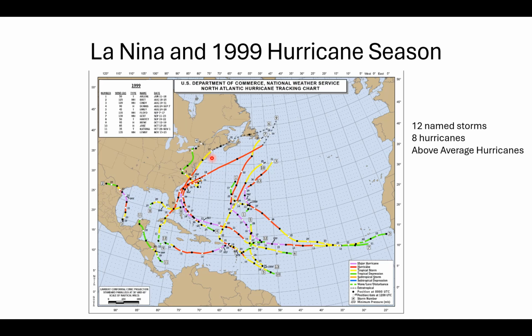In the 1999 hurricane season during La Nina conditions, we had 12 named storms, 8 hurricanes. We had an above average number of hurricanes for that year. Remember, at this time it was 12-6. 12 named storms was average, and 6 hurricanes was the average based on the 1981 to 2010 climatology. So we were above average in hurricanes by 2 hurricanes in the 1999 hurricane season.